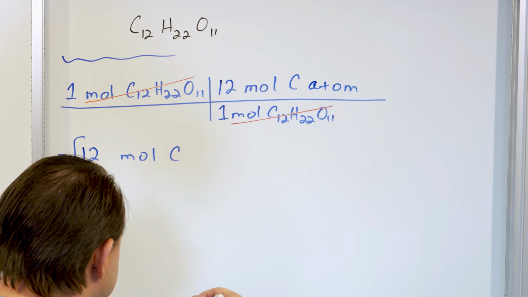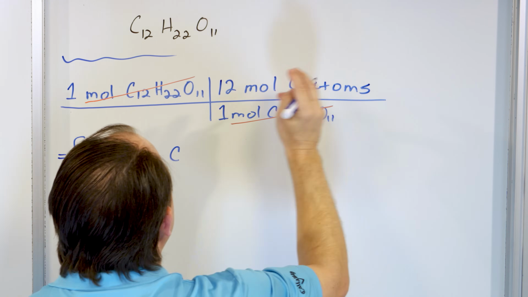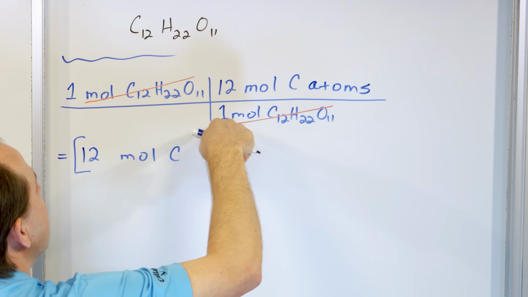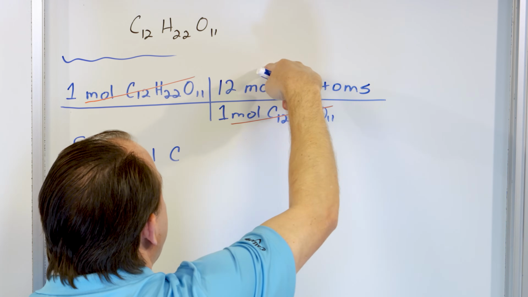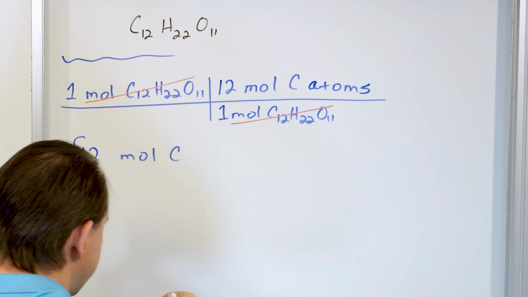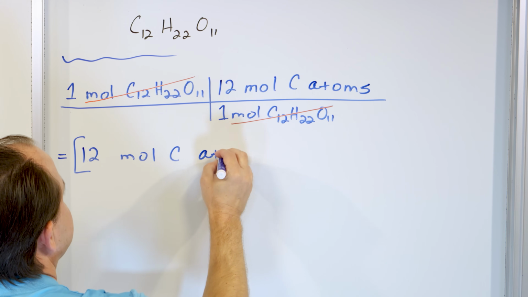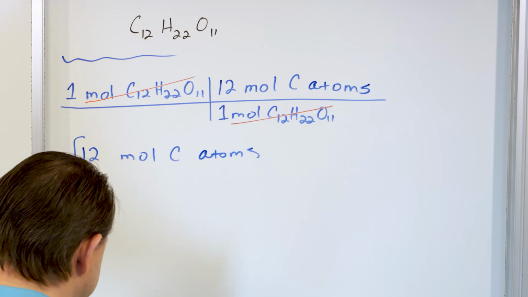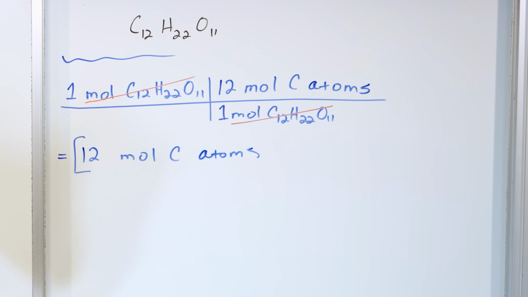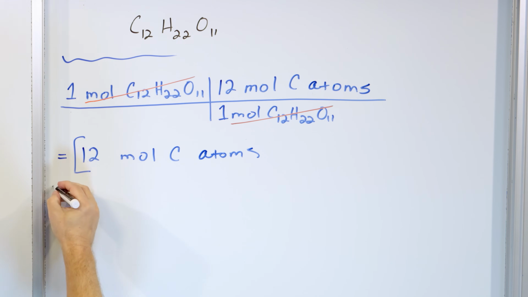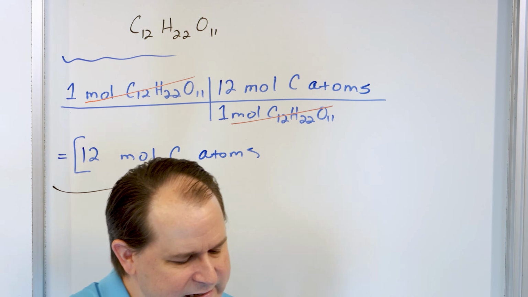The next thing I will say is that when you're writing down your units, you have to write moles of, and you have to write down the formula. Moles of whatever it is, carbon atoms, to make sure you don't get confused. So this is 12 moles of carbon atoms, right? Because the problem statement says how many moles of carbon, and that means carbon atoms. All right, next problem.